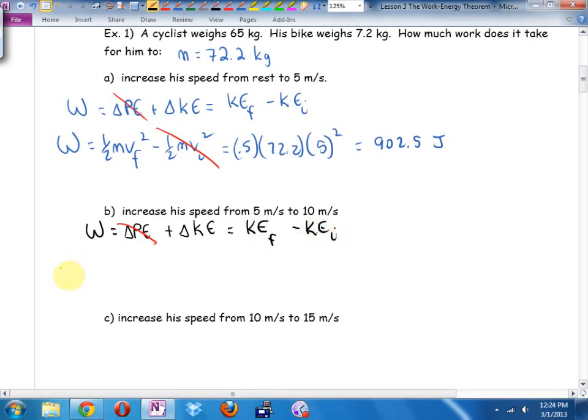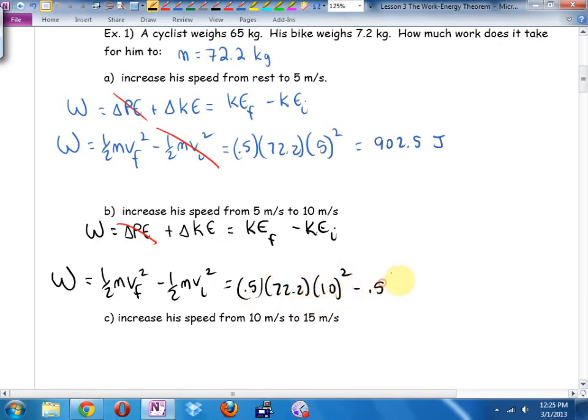So I'm going to get this. Work equals a half mv final squared minus a half mv initial squared. Well, I should get the same answer, I think. I'm only going up by 5 meters per second, just like before. Let's see. It's going to be 0.5 times 72.2 times 10 squared minus 0.5 times 72.2 times 5 squared. See if you get the same answer.